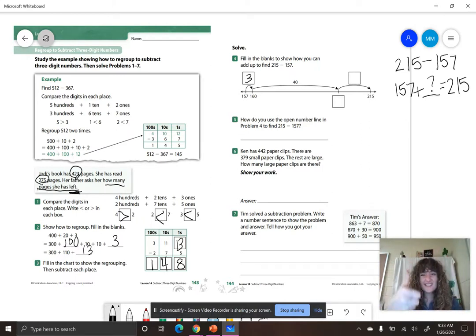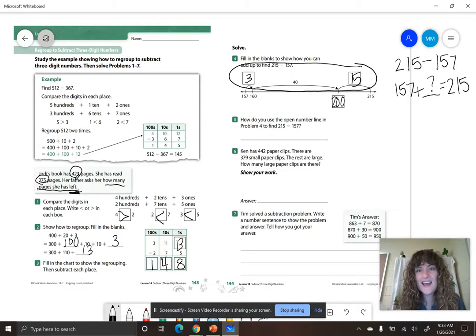160, 170, 180, 190, 200. So what's going to go in this box? 200. Then we jump from 200 to 215. What do I add to 200 to have a whole of 215? 15. All right.